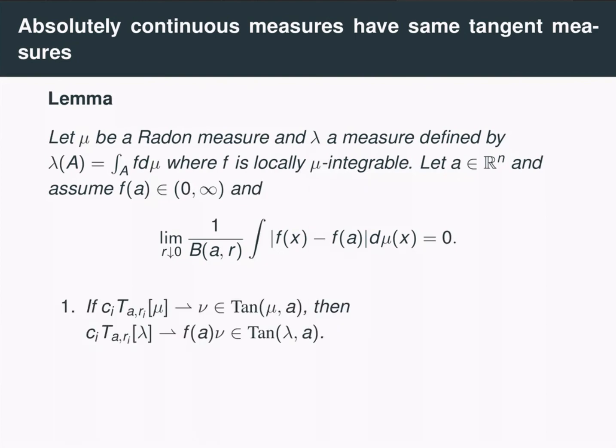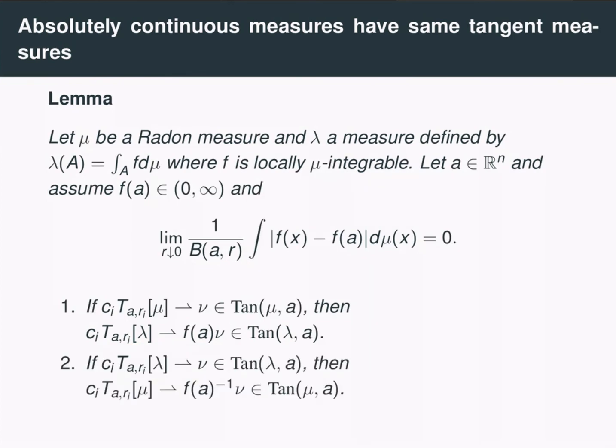Then the following holds. Firstly, if we have a sequence of blowups applied to a measure mu converging weakly to a tangent measure of mu at A called nu, then the same sequence of blowups applied to lambda converge to f of A times nu. So in particular, these blowups will also converge to a tangent measure of lambda at A.